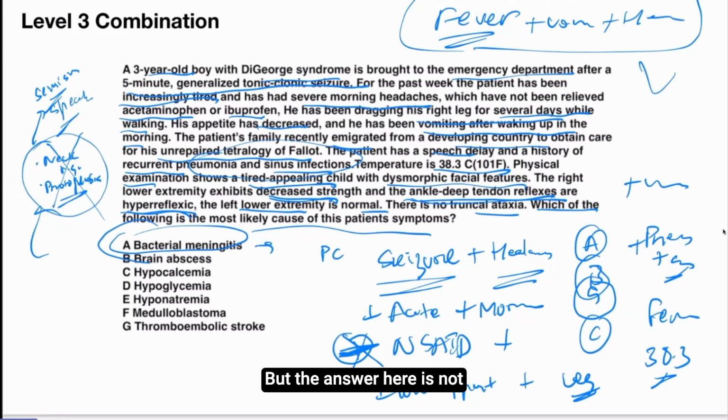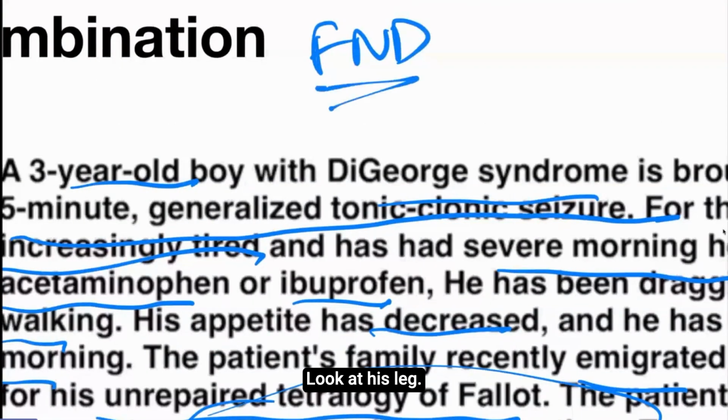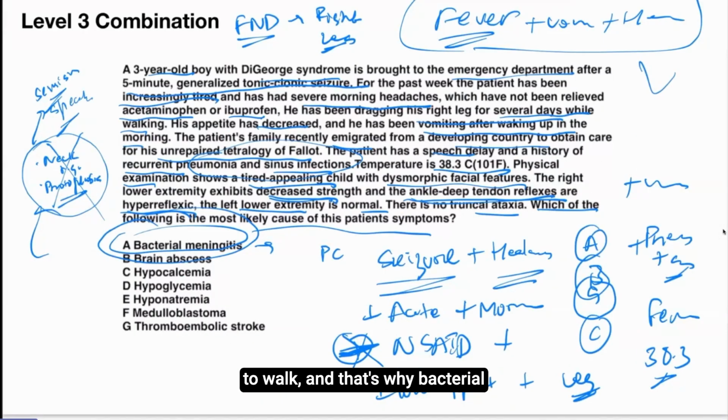But the answer here is not bacterial meningitis because of one big negative clue that they're giving you by commission, which is focal neurological deficit. Look at his leg. There's a focal neurological deficit which is not allowing him to walk. And that's why bacterial meningitis is not the answer, because of that issue in his leg. So that's ruled out. But that's the negative clue to be using, not photophobia or neck rigidity. Again, neck rigidity is a great one, but doesn't happen in all cases of bacterial meningitis. And I'm not going to use it as a main negative rule out. But again, something to consider.